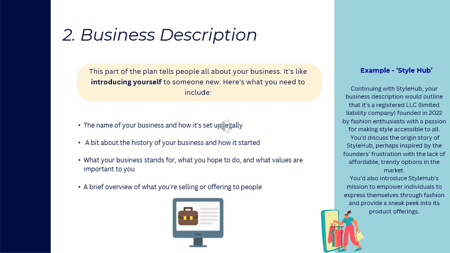For example, StyleHub. Continuing with StyleHub, your business description would outline that it's a registered LLC, Limited Liability Company, founded in 2022 by fashion enthusiasts with a passion for making style accessible to all. You discuss the origin story of StyleHub, perhaps inspired by the founder's frustration with the lack of affordable trendy options in the market. You'd also introduce StyleHub's mission to empower individuals to express themselves through fashion and provide a sneak peek into its product offerings.